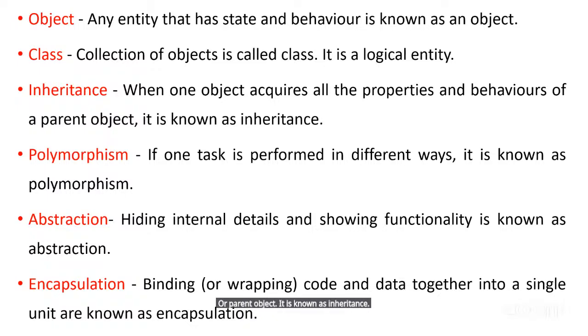Let us see what polymorphism is. If one task is performed in different ways, then we call that polymorphism. And what is abstraction? Hiding the internal details and showing the functionality is known as abstraction. And finally, what is encapsulation? Binding the data members and member functions into a single unit is known as encapsulation. So these are all the main pillars of OOPS concepts in Python. Let us see them one by one with examples so you can understand what a class is, what an object is, and all the remaining parts.